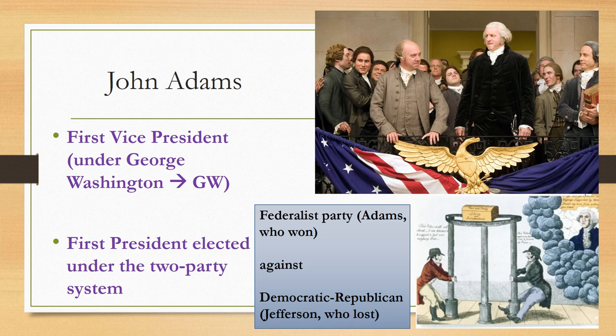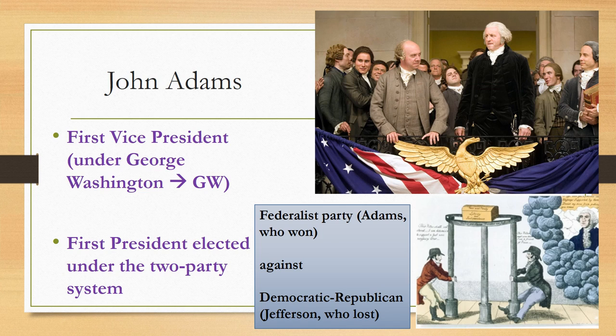John Adams was our first vice president, and he served under George Washington. You can just put GW in your notes for short. He was also the first president to be elected under the two-party system. You can see that political cartoon down below. You can see two men tugging on either side, and they represent the two parties that were campaigning for presidential election, the Federalist Party and the Democratic Republican Party.